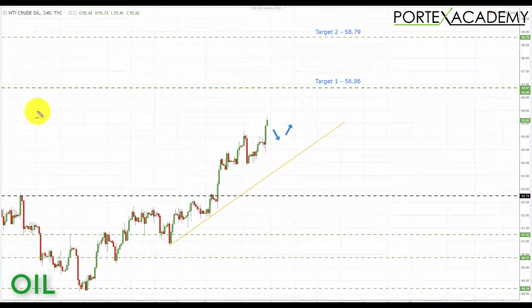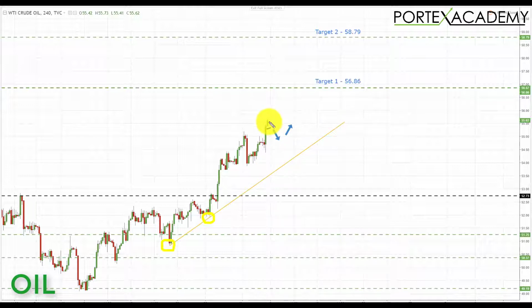Next, we're going to have a look at oil. Oil performed really nicely last week, taking out both targets we had to the upside. As you can see, this uptrend is still intact, and we have a trend line here, denoted from these two low points. Next week, we are looking for further advances in oil, simply a continuation of this current uptrend.